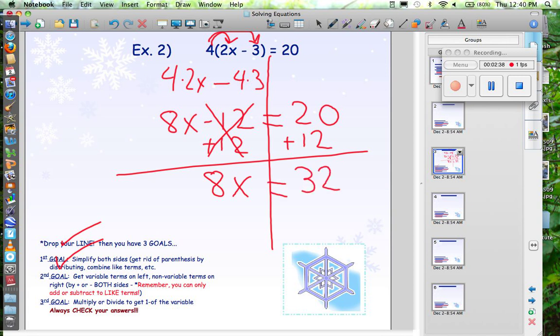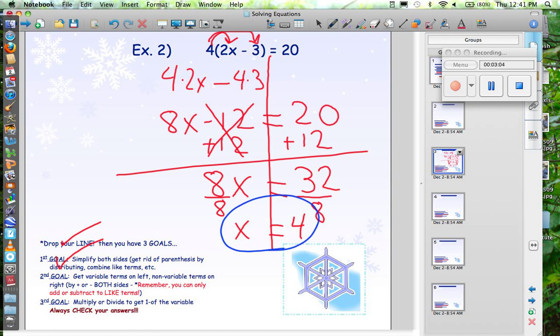All right, so what I have left is 8x equals 32. And maybe a lot of you from here can tell that the answer is going to have to be 4 because 8 times 4 is 32. But if you didn't know that, what can I do to 8 to make it a 1? I can divide it by 8. And so whatever I do to the left side, I have to do to the right side. So 8 divided by 8 is 1x, and I don't need to write the 1. And 32 divided by 8 is 4. All right? So I think that's what my answer is.